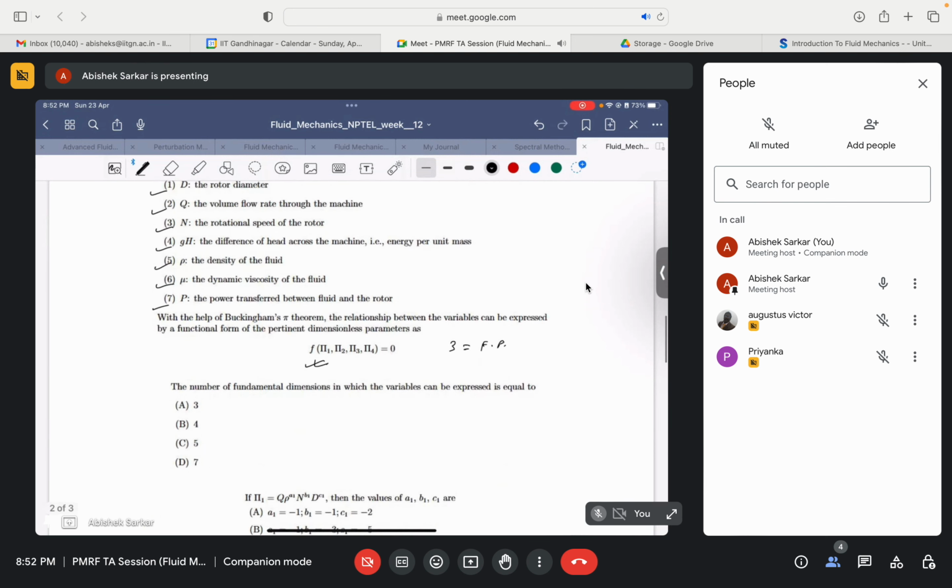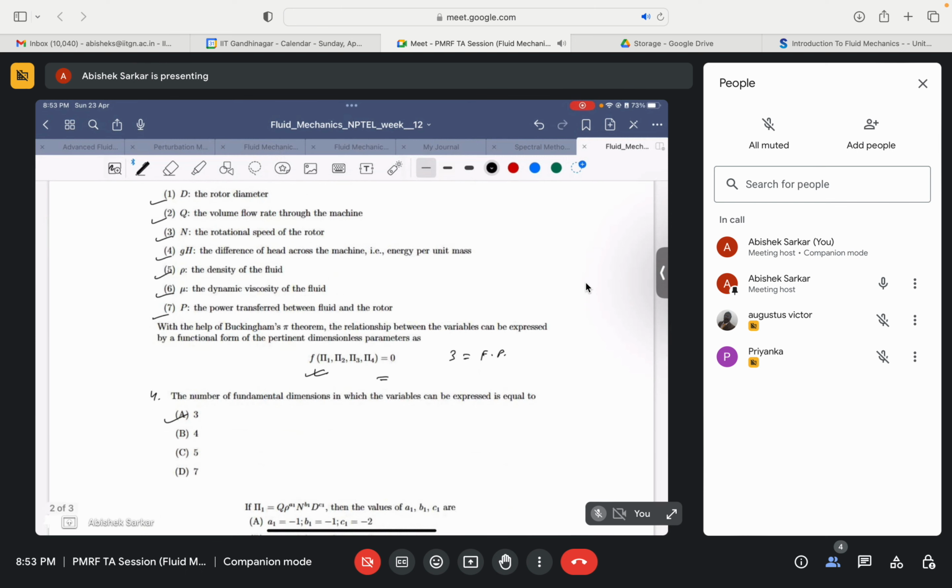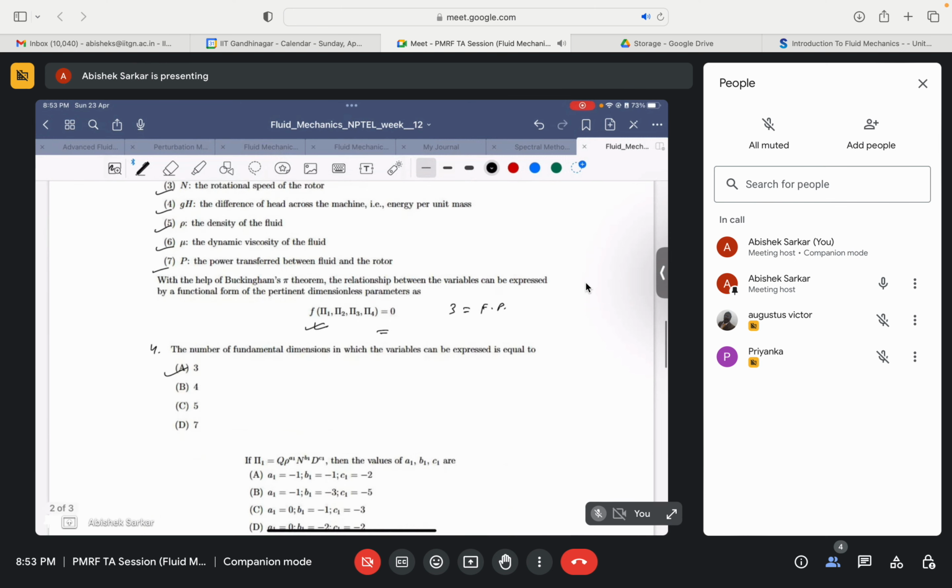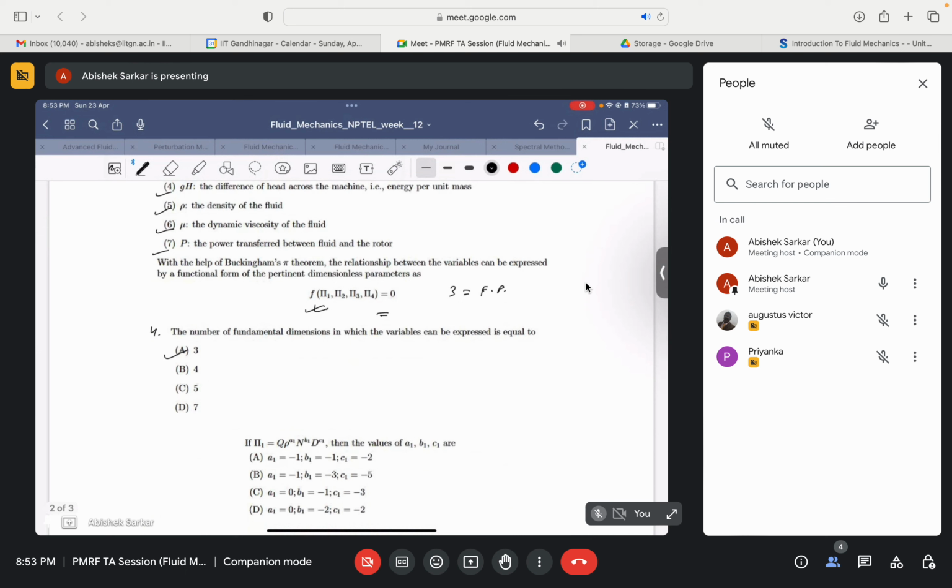So okay, the first question itself was like that, so I don't think you need to solve it. The number of fundamental dimensions in which the variables can be expressed is equal to 3. It's quite simple, it's quite obvious from this expression, because there are 7 parameters and 4 pi terms, so basically 7 minus 3 fundamental parameters, so that's fine. Okay, so let's see question number 5.